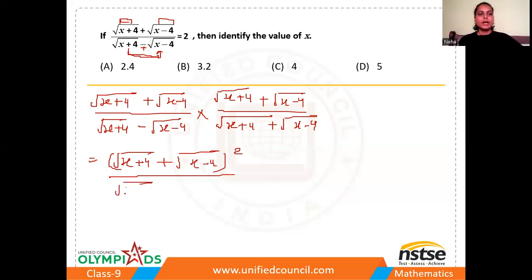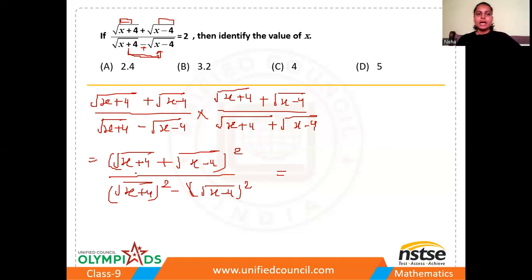That means square root of x plus 4 whole square, a square minus b square. That means this is nothing but square root of x minus 4 whole square, right? So in the numerator we have the whole square and in the denominator we have a plus b into a minus b, correct? Alright, now my question becomes quite simple. Okay, now in the numerator you can open the square formula, right? A plus b whole square, right? A plus b whole square is nothing but a square plus b square plus 2ab.